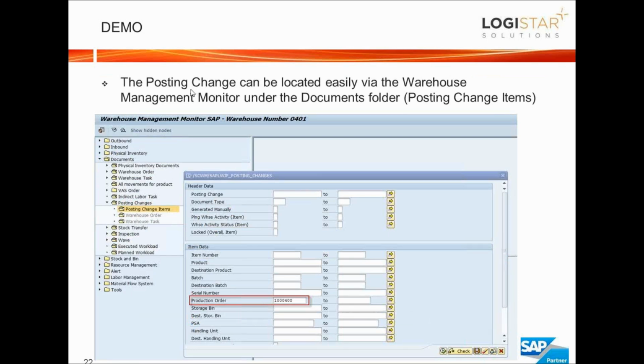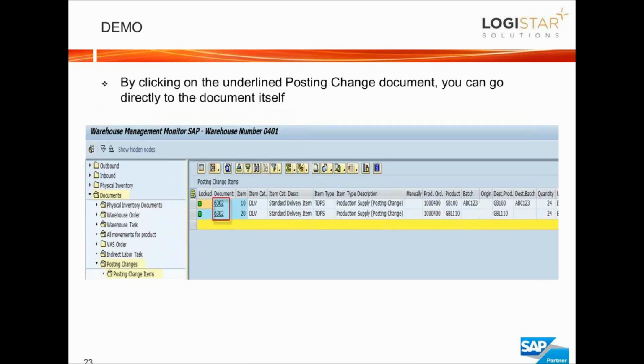Now, there's a couple different ways we can process this, but for the purposes of the demo here, I'm going to the warehouse monitor, and I'm going under posting change items, and I'm going to pull up either a single or a range, or it could have been a list, multiple production or process orders, to go ahead and find out if there's posting changes needed. And you can see by keying in that process order number, it did pull up the two line items that were on that posting change.